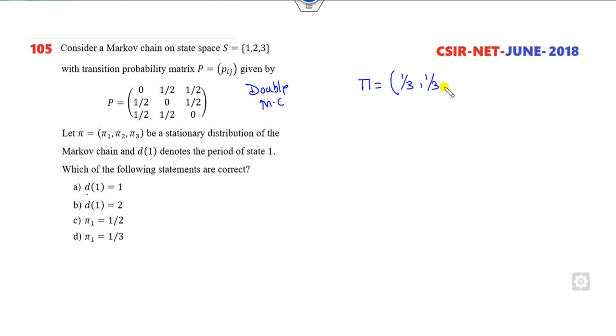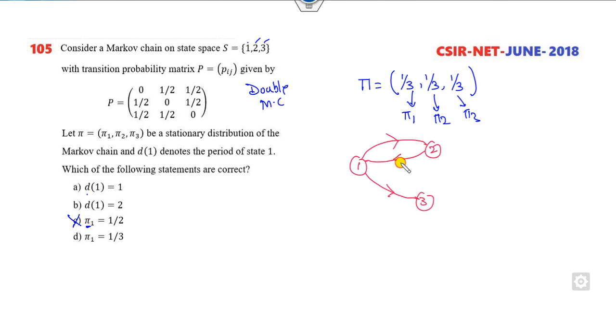So you can see this is pi 1, this is state 2, and this is state 3. So you can see that the third option is directly cancelled out. How do you find the Markov chain? You can draw the diagram. This is 1, 2, and 3. So 1 to 2 you can draw, 1 to 3 you can draw. Always draw this transition diagram: 2 to 1, 2 to 3, 3 to 1, 3 to 2.